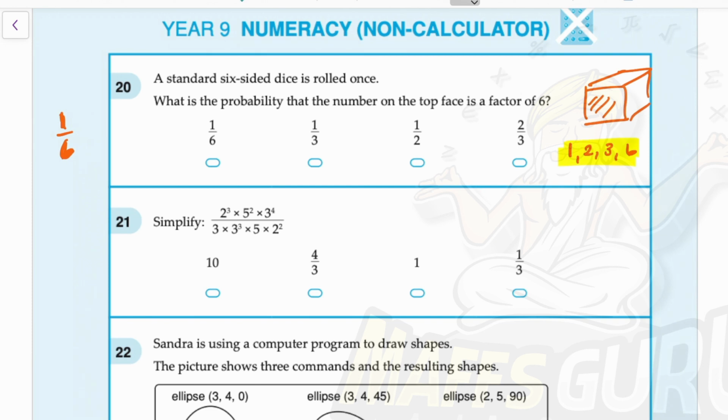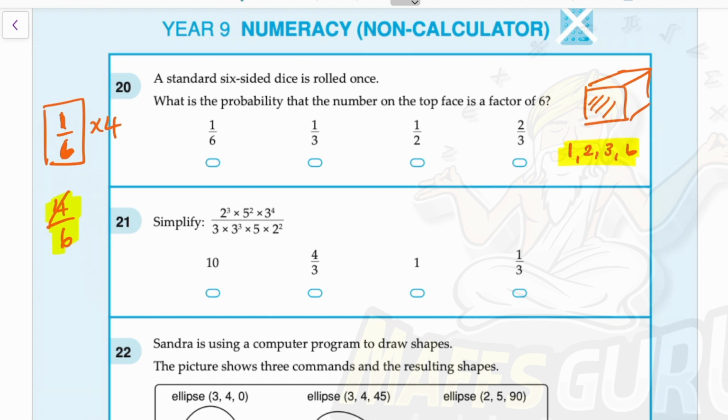So basically, there are 4 possible sides. If each of those sides is 1/6, I'm going to multiply it by 4, which gives me 4/6. Can we see that as an answer? No. And that's because we know that we can cancel this fraction down.